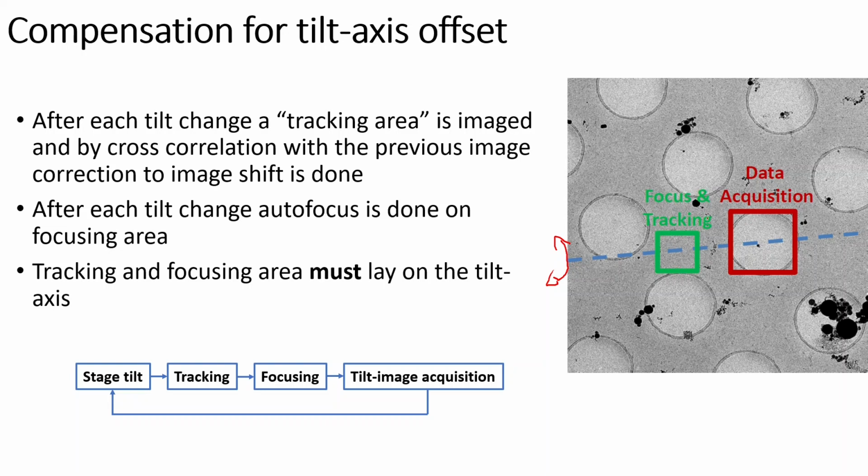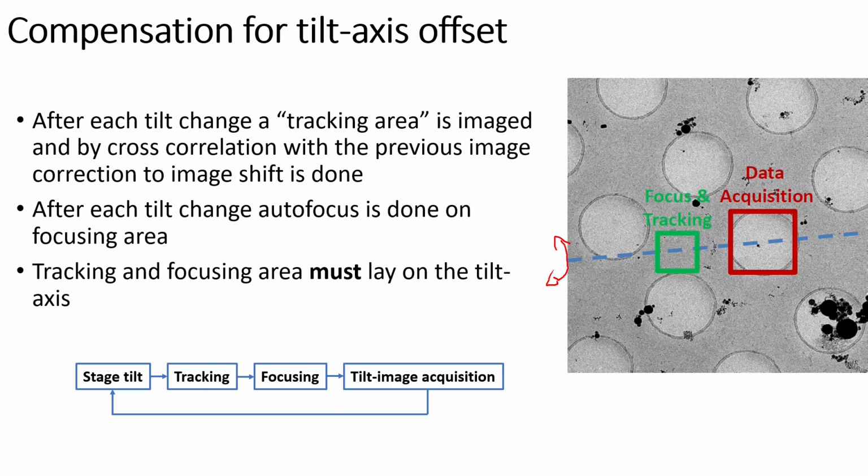Because if that would be somewhere here, then by tilting your image and this part would come higher, the defocus here would be different than the defocus in the data acquisition area. Why are we not focusing and tracking at the data acquisition area? This is because we don't want to burn our sample. We don't want to cause more radiation damage than we have to.